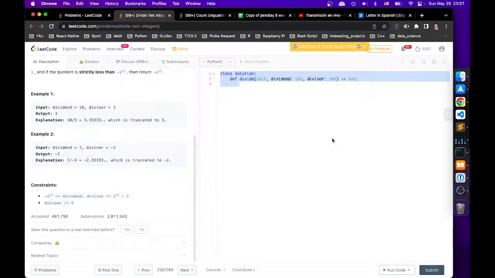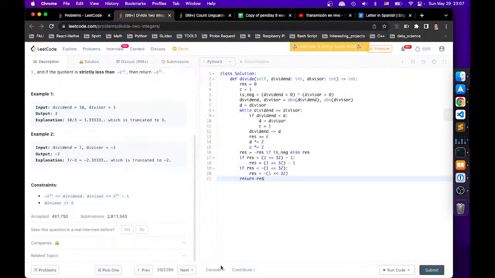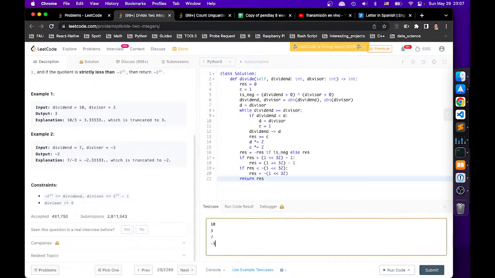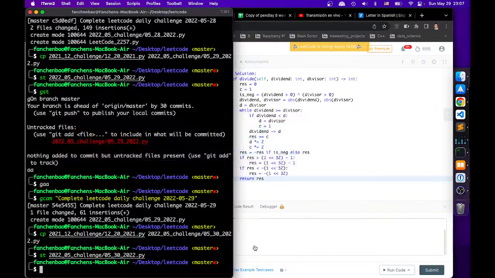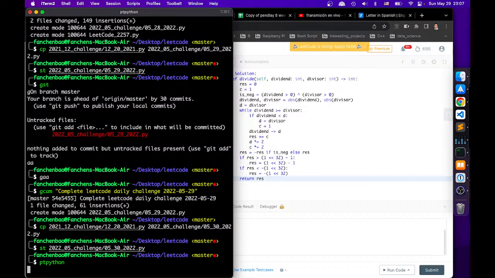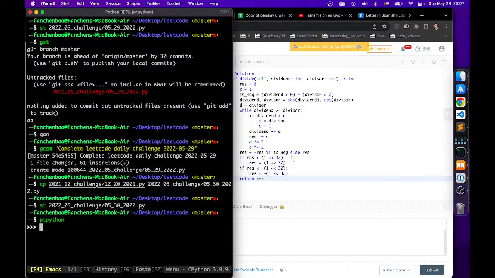There's quite a lot of test cases, I'm pretty sure. So I'm gonna throw something like a giant value. My word.